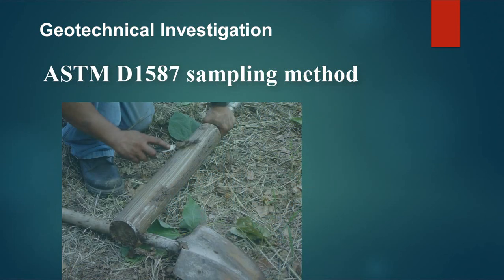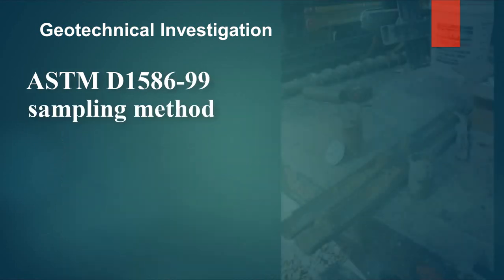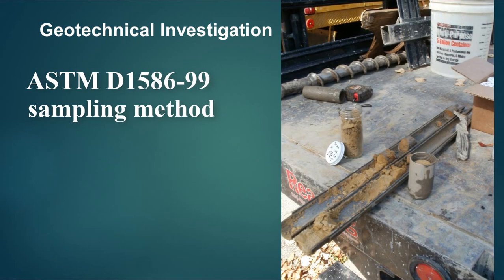ASTM D1587 method is recommended for soft soil, where a thin-walled tube is used for sampling. For gravel, large cemented soil particles, and hard soil, ASTM D1586-99 shall be used for sampling. In ASTM D1586-99, soil samples are obtained using a split barrel sampler.